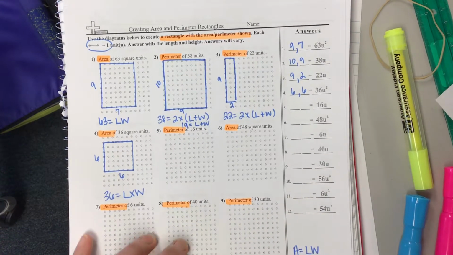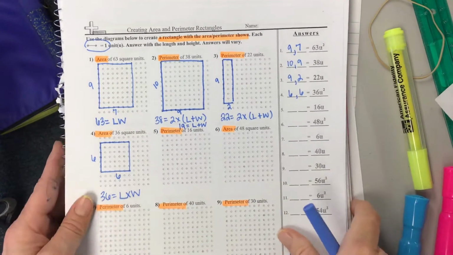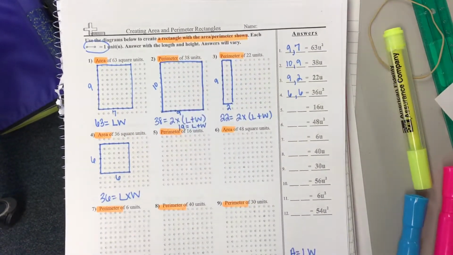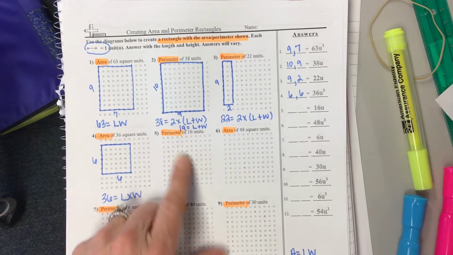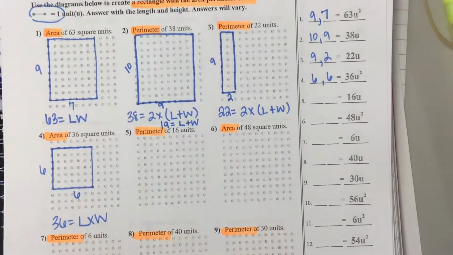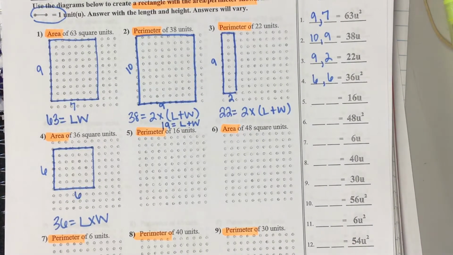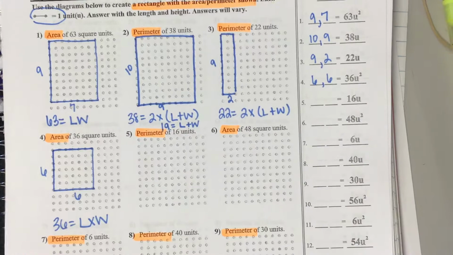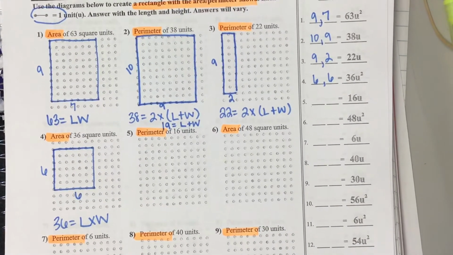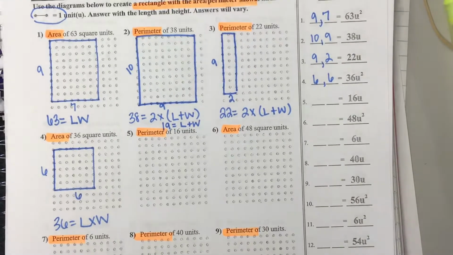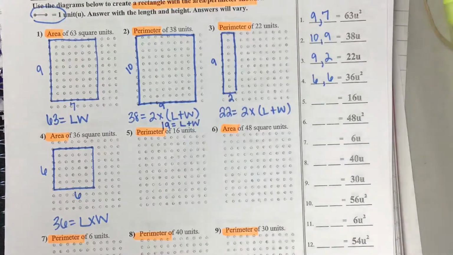So, on this one, let's look at number 5 and number 6 together, the creating area and perimeter rectangles. When we're talking about a specific area and then trying to draw a rectangle that has a specific perimeter, what do we do first to the perimeter? Who can remember? Look at me for a clue if you need a clue.